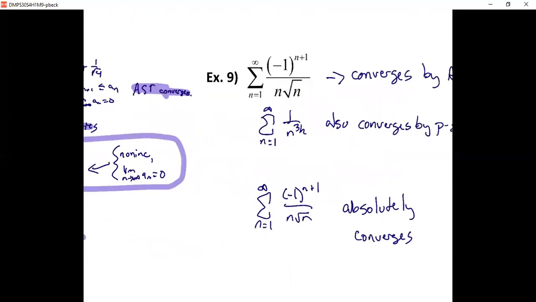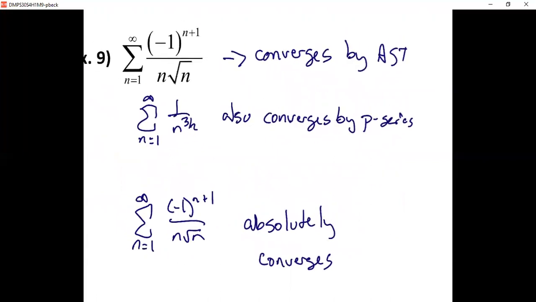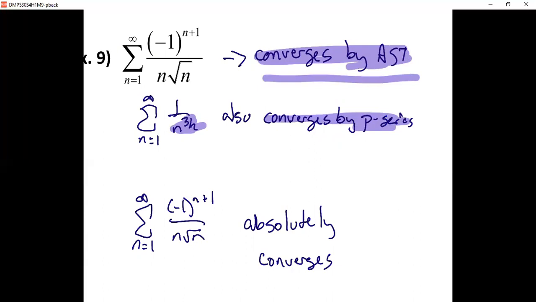If I look at example number 9, this is very similar to the previous problem. Hopefully we can see that this converges by the alternating series test, because all I did was make this n to the 3/2 as opposed to n to the 1/2. Since this converges by the p-series and the other one converges by the alternating series, we can say that the sum we care about absolutely converges.